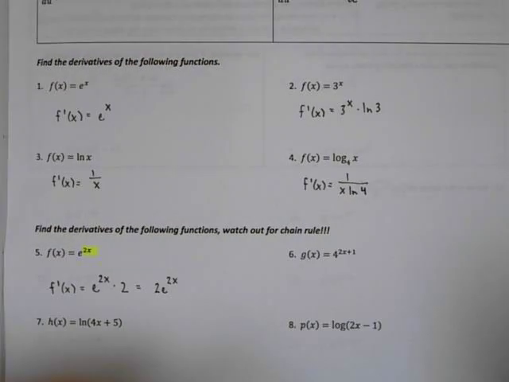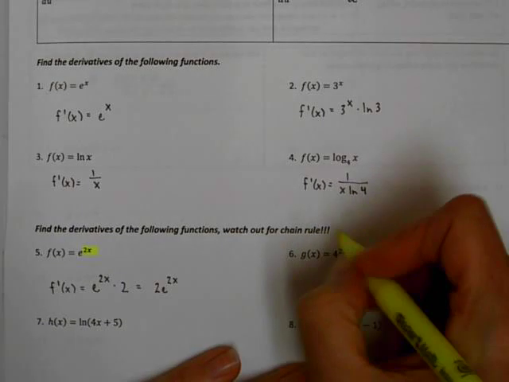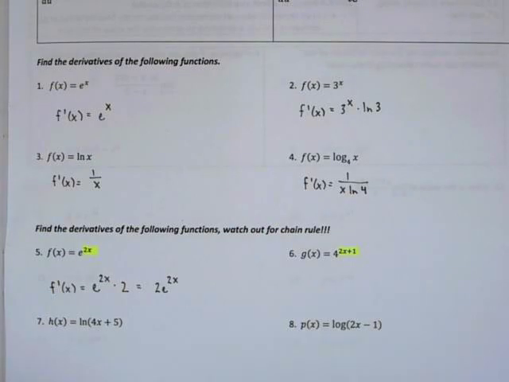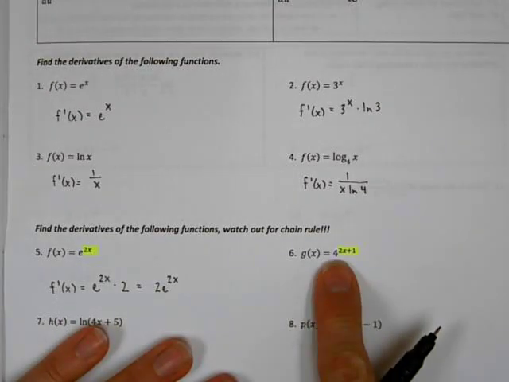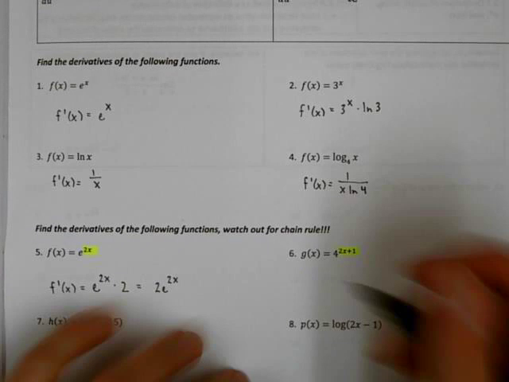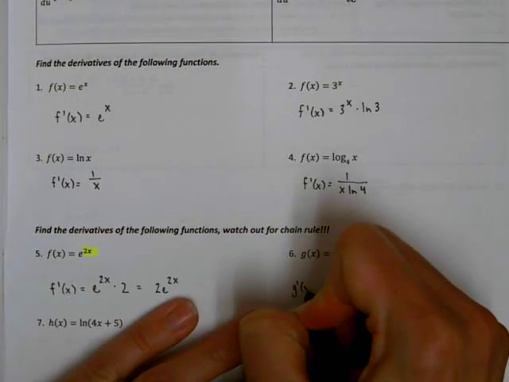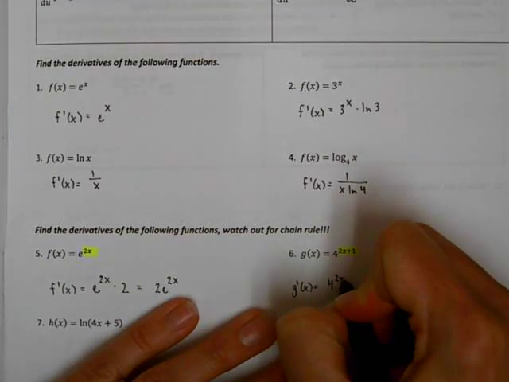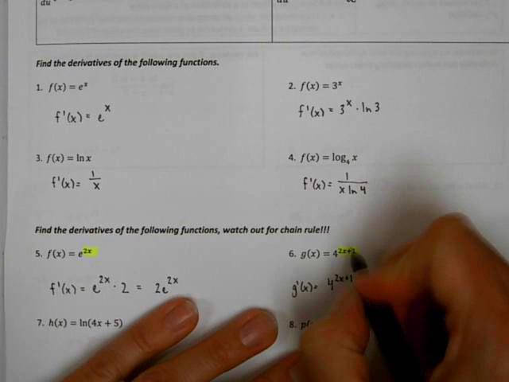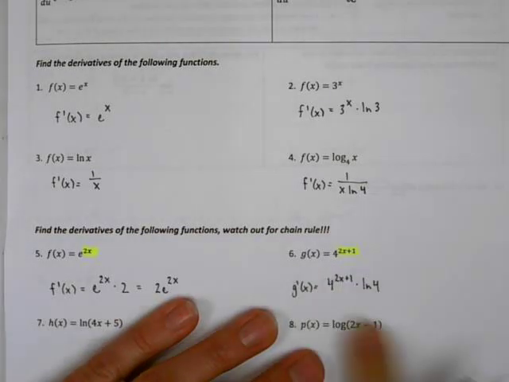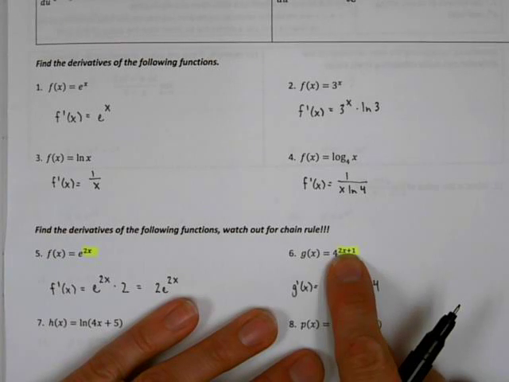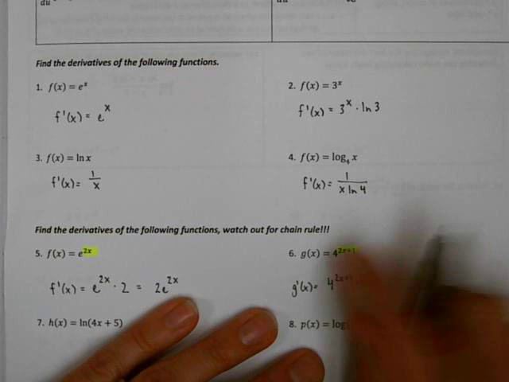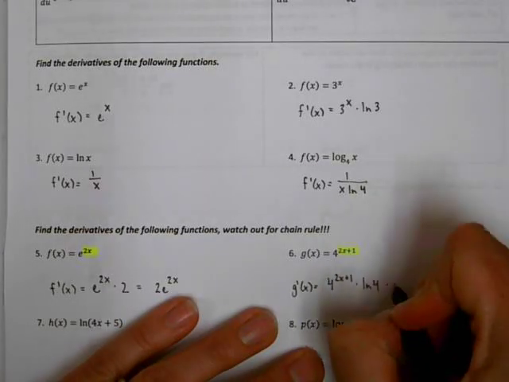Alright, number 6, again, we have a chain rule here because my exponent isn't just x, it's 2x plus 1. So the first thing I need to do is differentiate what would have been 4 to the x. So I'm going to have g prime of x is 4 to the same exponent, 2x plus 1, and then times the natural log of 4. That's the derivative of my outside function. Now I need to differentiate the part that I highlighted in yellow. The derivative of 2x plus 1 is just going to be 2.